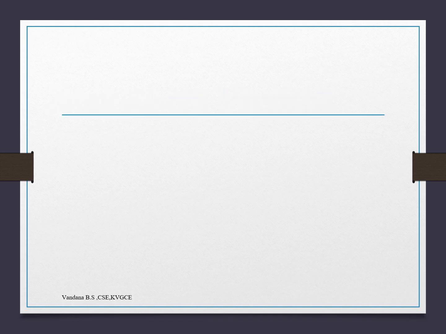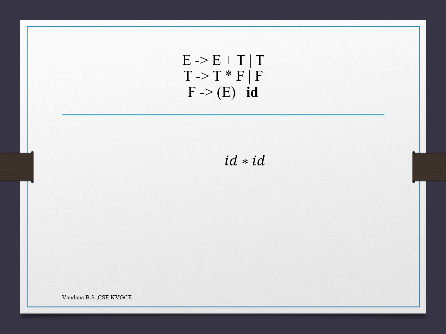Let me explain now with the help of an example. Now let us consider a grammar. The grammar belongs to an arithmetic expression, and we have an input that belongs to this grammar. What is the input here? ID star ID. So how do we perform bottom-up parsing here?